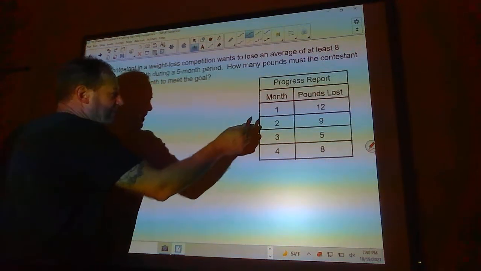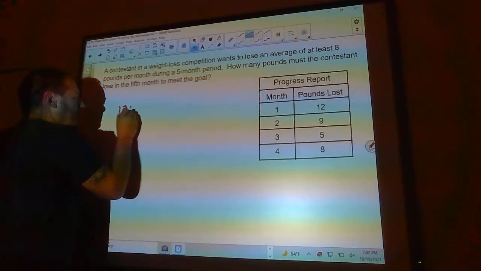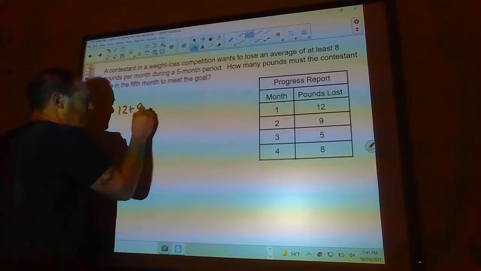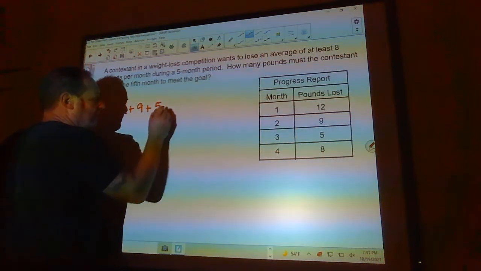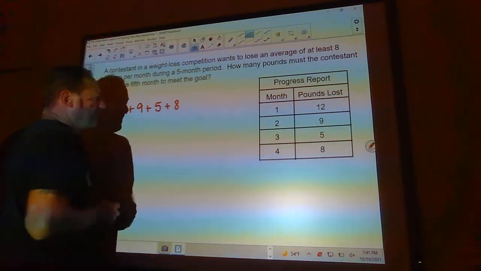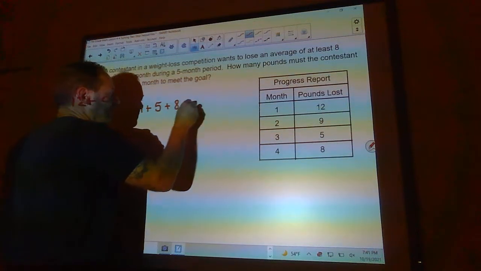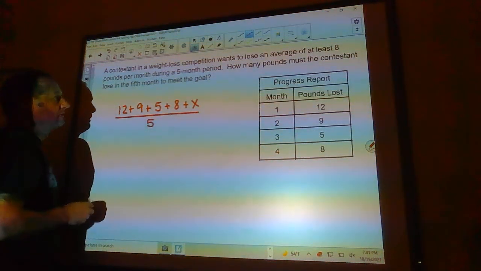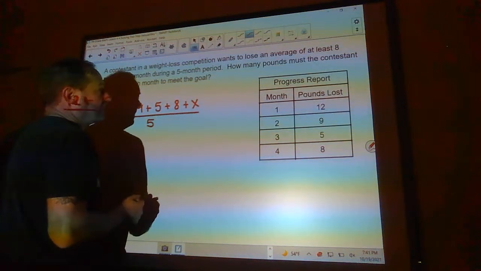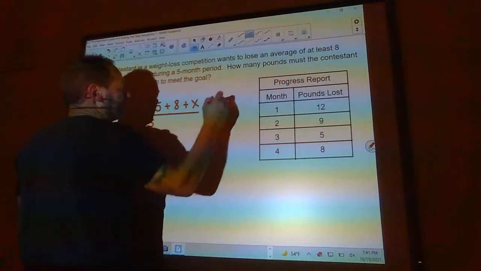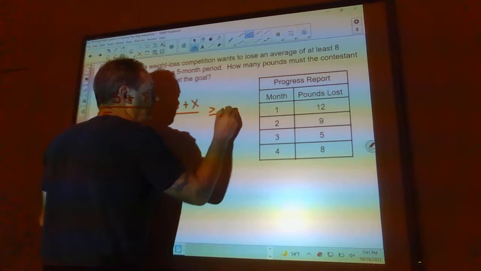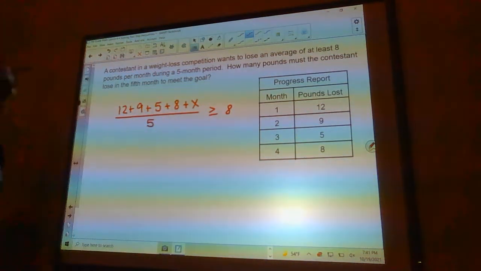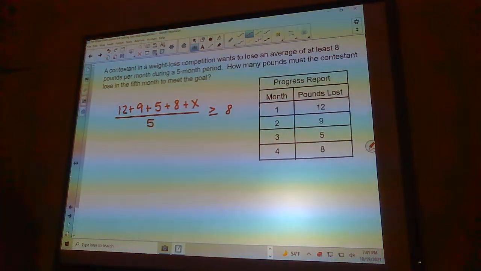So, what do I have? I have a number 12. I have a 9. I have a 5. And I have an 8. And then I have some other number that I don't know. I'm going to divide all that by 5, and that needs to be, since it says at least, greater than or equal to 8. Wants to lose at least 8 pounds.